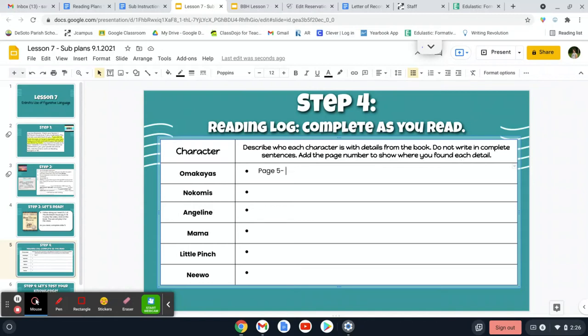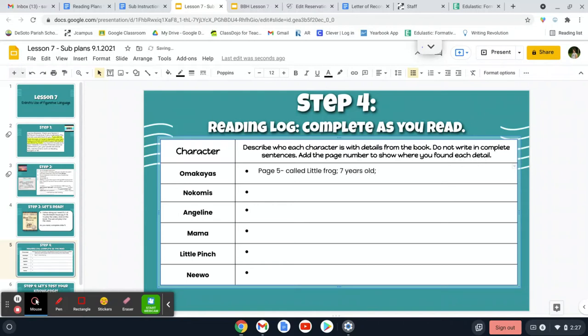And I'm not writing it in complete sentences. I'm not doing direct text evidence. But I see that on page 5 that Omachias, she's called Little Frog. And I'm going to do a semicolon, which means that there's more coming. And I'll read later on that she's called Little Frog because she likes to hop around. I see that it says that she was 7 winters, which is another way of saying, do you guys know? So 7 winters means that she was 7 years old.